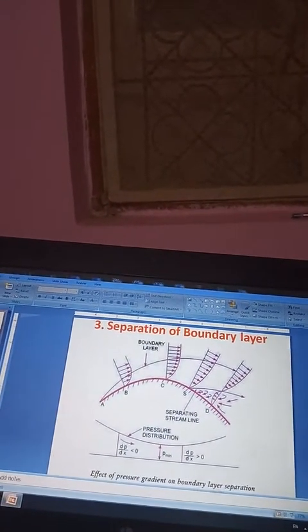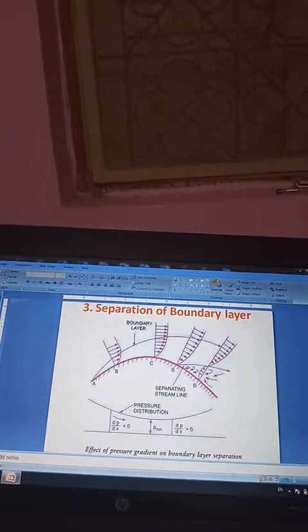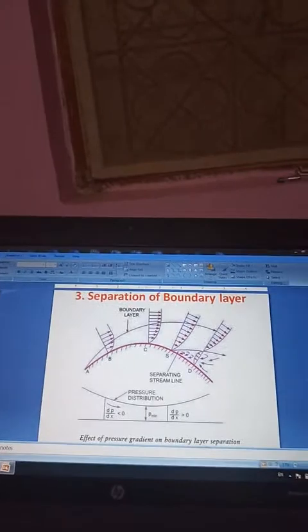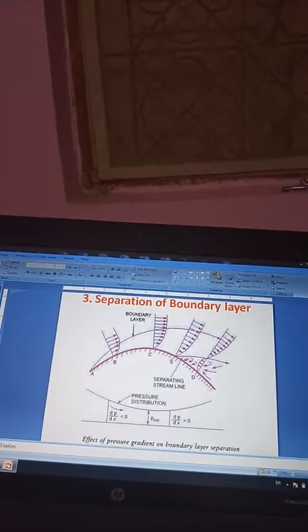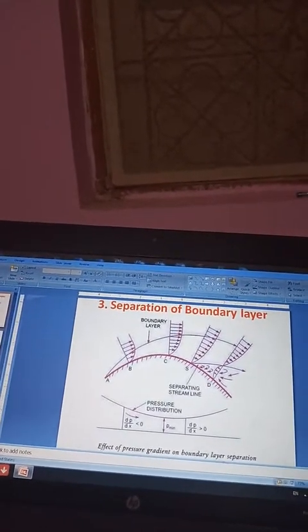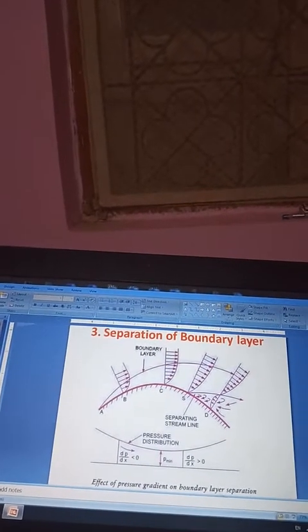But the problem comes when the pressure gradient becomes positive, which means the pressure goes on increasing. The normal trend is that the pressure should go on decreasing, from higher pressure to lower pressure. But if, because of change in area and change in velocity, the pressure at the downstream side is more than the pressure at the upstream side, then there is a phenomenon called separation of the boundary layer.